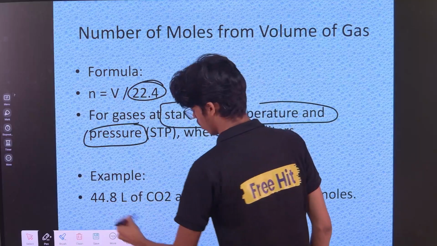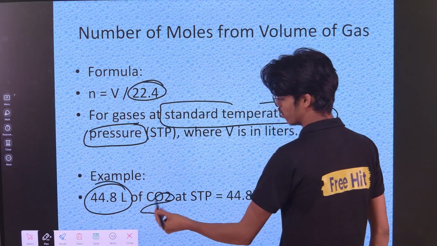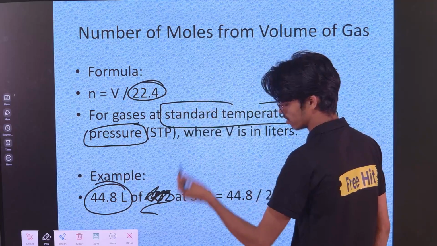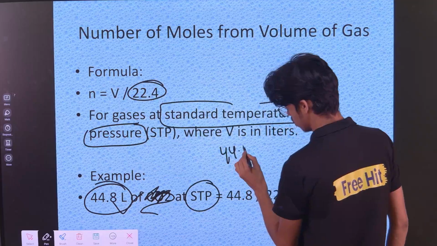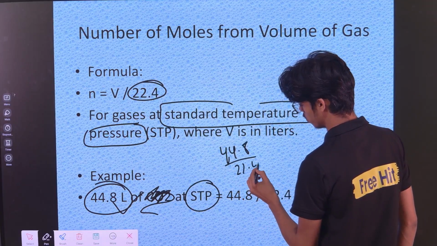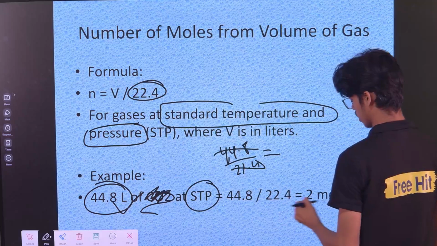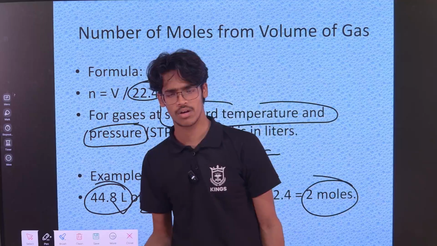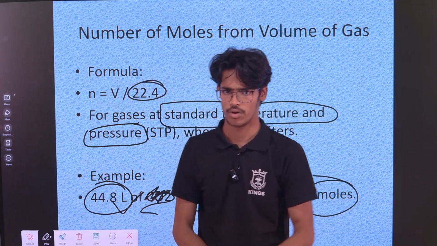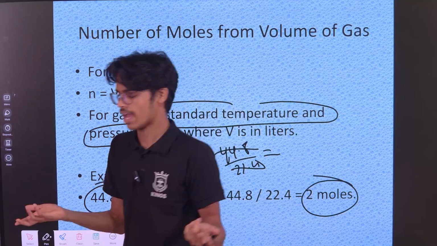Okay. So now 44.8 liter of any gas, I don't care whatever the gas is. It is in liter, it is at STP, divide the 44.8 with 22.4, cancel, and that is 2 moles. Understandable? That's it. Given volume upon 22.4 liter. You don't even have to care which gas it is.